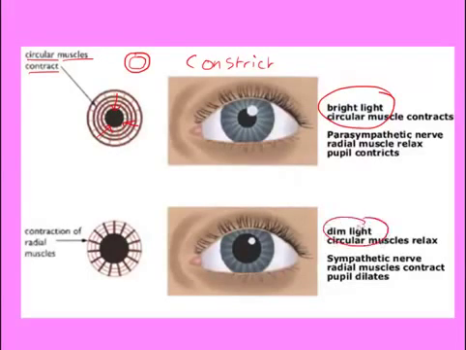By contrast, in dim light, our circular muscles will relax to stop pulling the iris inwards, and then the radial muscles contract. These radial muscles here, they will contract, and so they will pull everything back up this way, therefore opening the pupil, dilating it, as we would say. The pupil dilates.